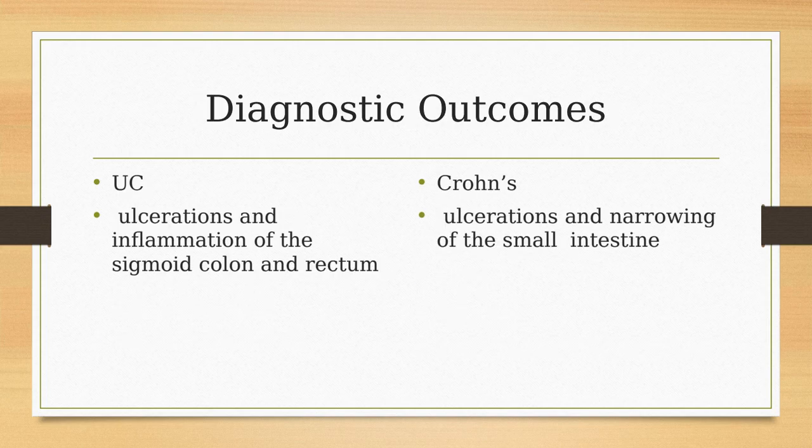So diagnostic outcomes, usually because of the inflammatory changes and the ulcerations in UC, you see the specific changes to the structure formation of the sigmoid colon and the rectum. And with Crohn's, you have the narrowing of the small intestine. So the narrowing, you start thinking strictures, fistulas, and abscesses, whereas the inflammation is where that megacolon component comes in and that bowel perforation comes into play.